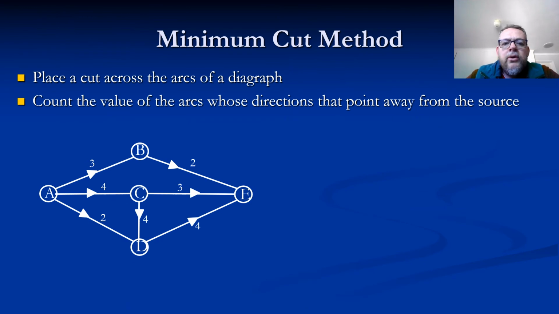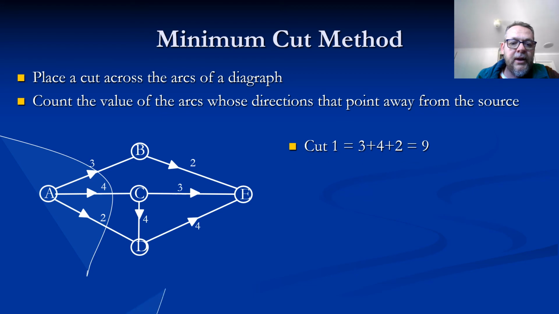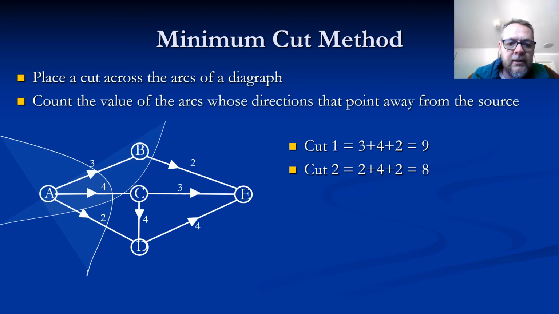Now we can also use a different method to determine the flow capacity of a network. What we do is place a cut across the arcs of a diagram. We're going to count the value of the arcs whose directions point away from the source. So let's have a look at our first cut. You can see here that we've got 3 plus 4 plus 2. 3 and 4 is 7, plus 2 is 9. Let's place another cut. This one we've got 2 plus 4 plus 2. Well, that's got to be 8.